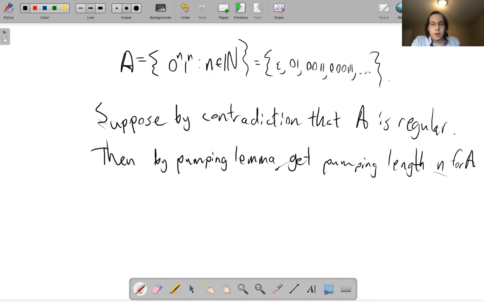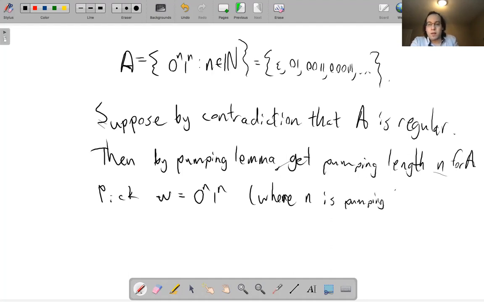In this case, let's pick W equals 0 to the n, 1 to the n, where n is the pumping length. And again, remember, A is not going to have a pumping length in real life, because in real life, A is not regular. But we are assuming by contradiction that A was regular. And under that assumption, A must have some pumping length n. And so let W be 0 to the n, 1 to the n for that n.